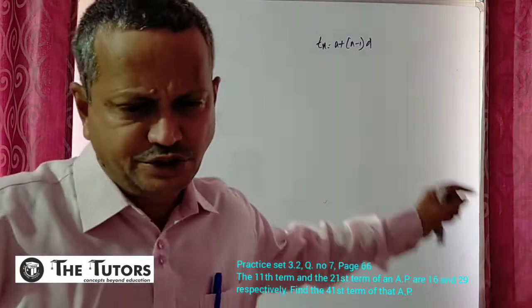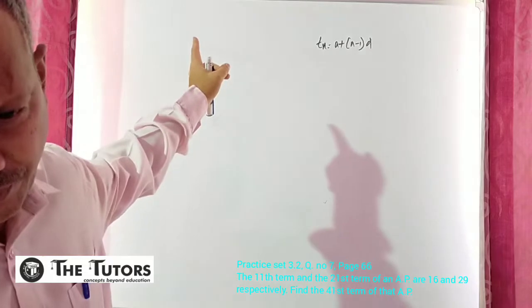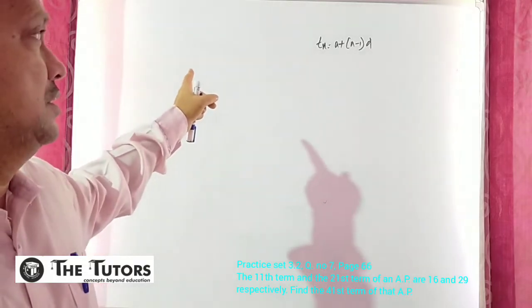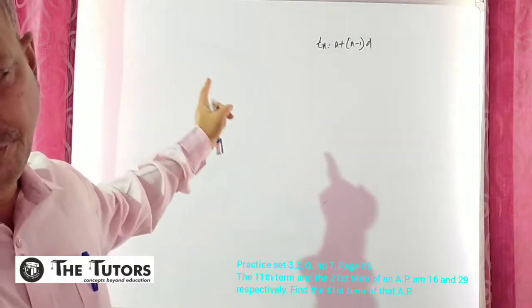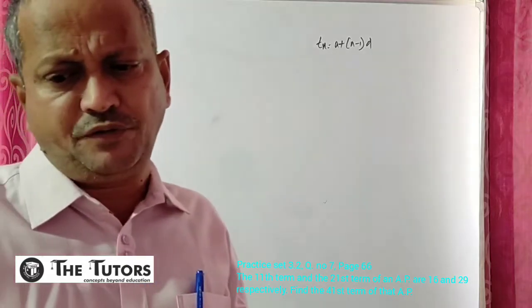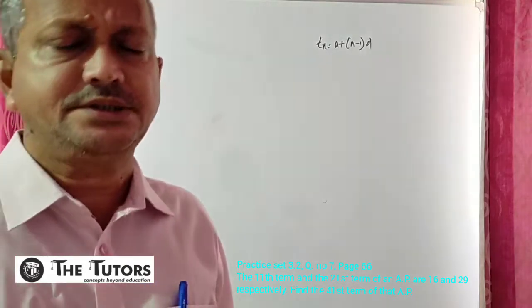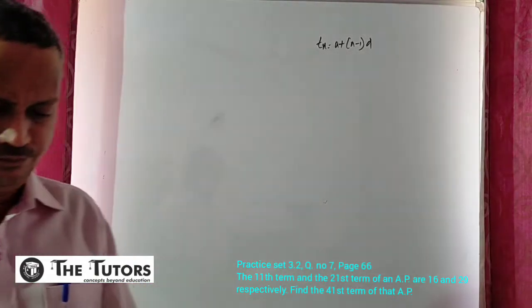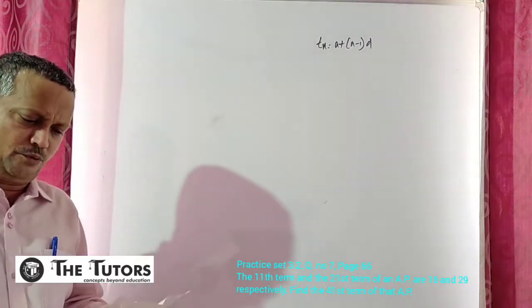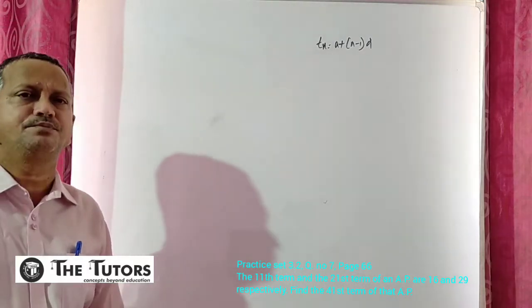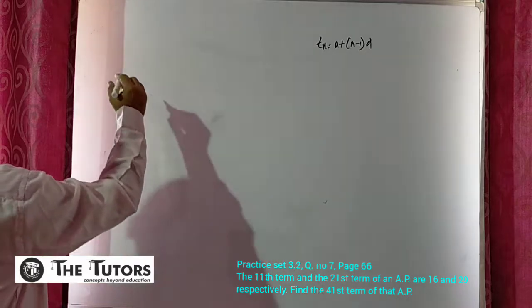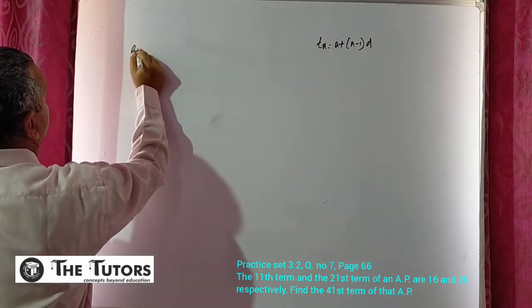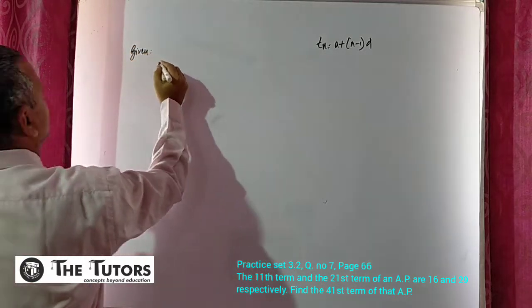So we have now question number 7. The 11th term and the 21st term of an AP are 16 and 29 respectively. Find the 41st term of that AP. Now what is given to us?